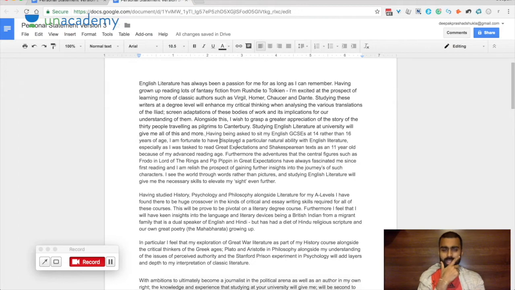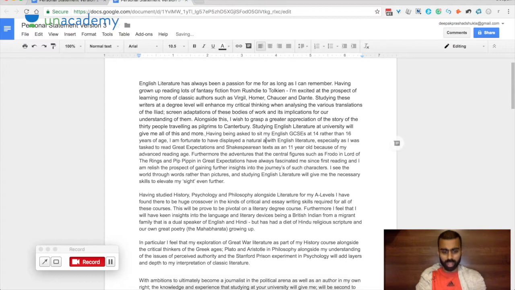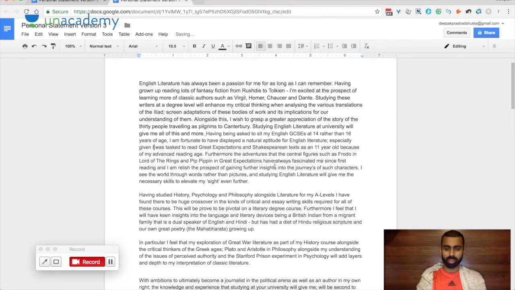have displayed a actual aptitude for English literature, especially given I was tasked to read Great Expectations, Shakespearean, Great Expectations. No, we don't need to add them together because Great Expectations is an individual book. Shakespearean texts are a body of work, the word that we used before, so they don't really fit together. It's like one singular work with a volume of work.